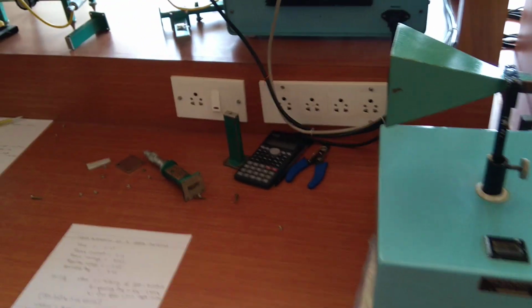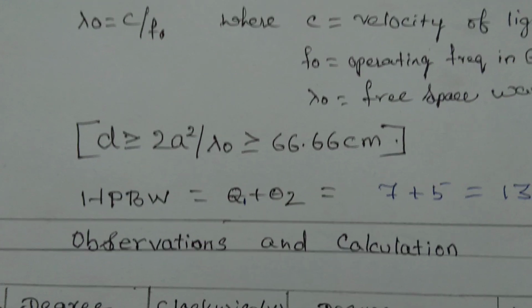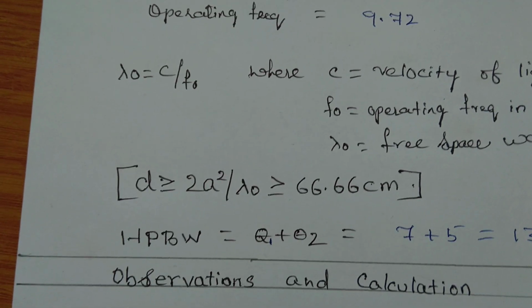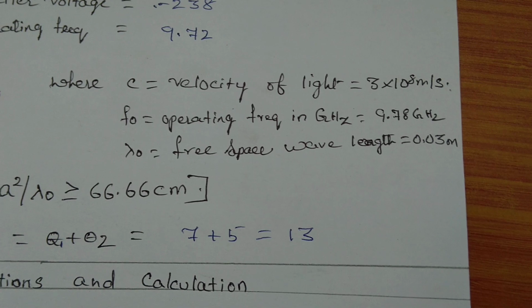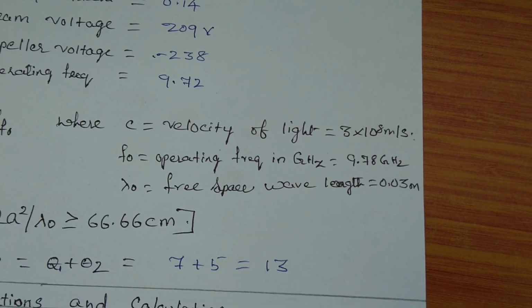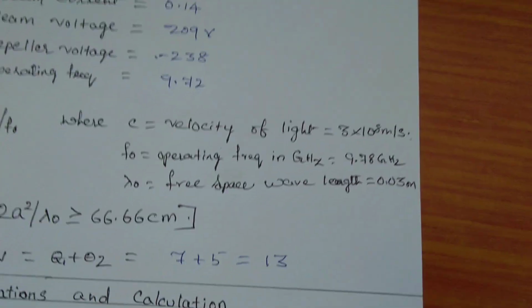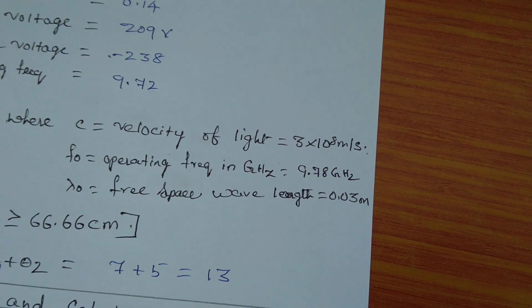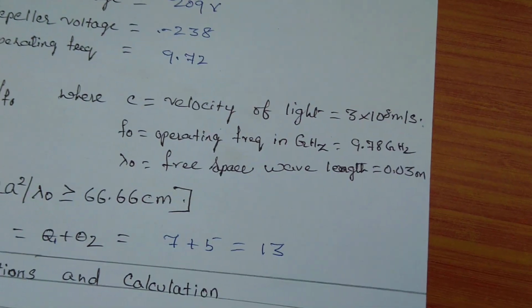First of all, we have to find the distance. To find the distance, we have an equation here. The distance should be greater than or equal to 2a squared divided by lambda naught. Here a is nothing but the diagonal distance of the horn antenna; we'll show you how to take it. Lambda naught is found by lambda naught equals c by f naught, where c is the velocity of light, 3 into 10 to the power 8 meters per second, and f naught is the operating frequency we got from the frequency meter in the initial setup, that is 9.78 gigahertz.